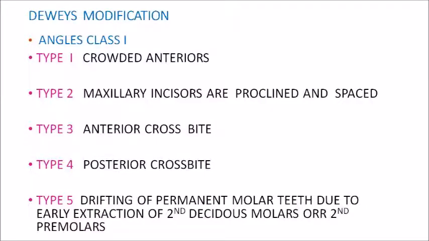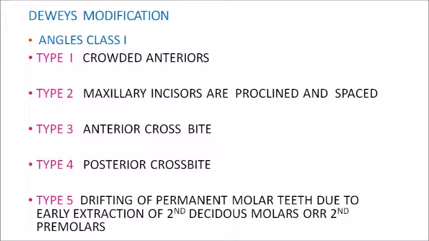So we have seen Angle's classification of malocclusions. Now there are certain modifications to this classification proposed by other orthodontists. One of the famous modifications was proposed by Dewey. His modification of class 1 malocclusion: class 1 malocclusion is further modified into type 1 to type 5.